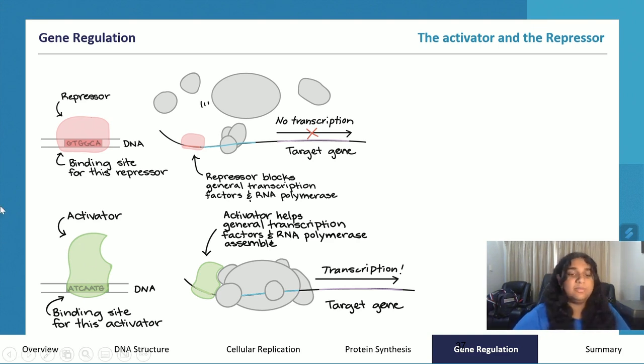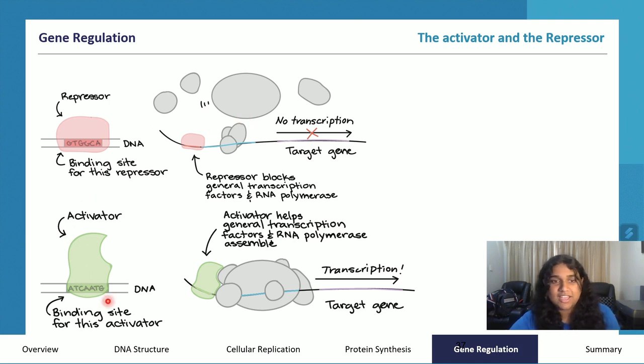Basically, they bind to parts of DNA that stop specific genes from being transcribed or increase the rate at which they are transcribed. If I get the laser pointer back up, we've got this pink protein binding onto a site. This is a repressor protein. It stops the gene from being accessed and doesn't result in the transcription of the target gene. The repressor blocks the general transcription factors and RNA polymerase from hooking itself onto the DNA strand. So no transcription can occur and this protein will not be expressed.